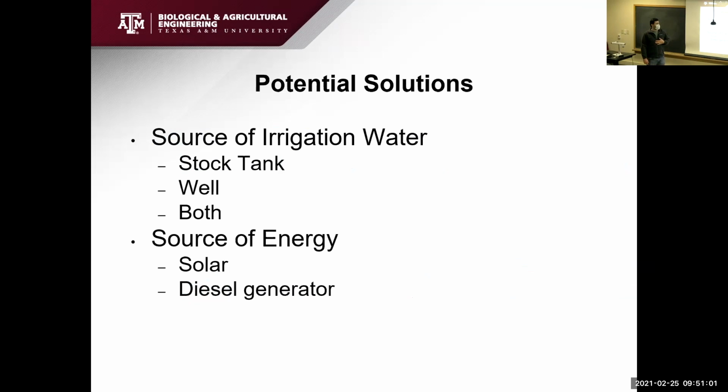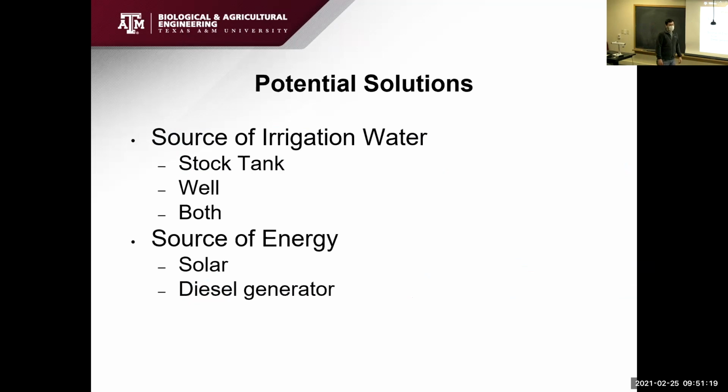And I'm going to be talking about some of our potential solutions for our project. As you know, and it's already been discussed, it's a complex project that's going to require us to make multiple decisions, which means there are going to be multiple potential solutions. Now, one of these is the source of our irrigation water.